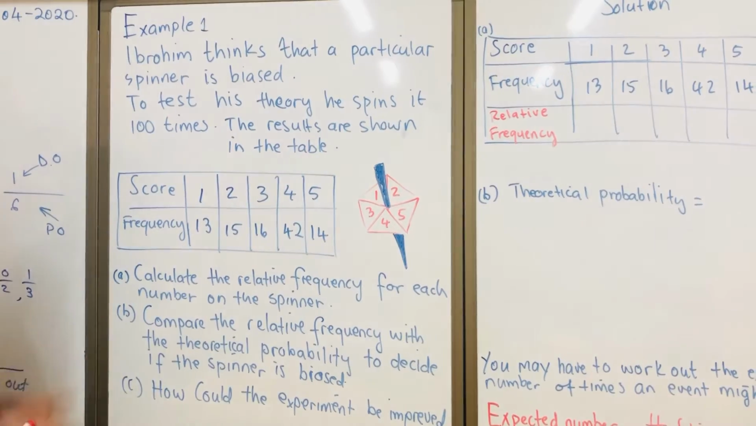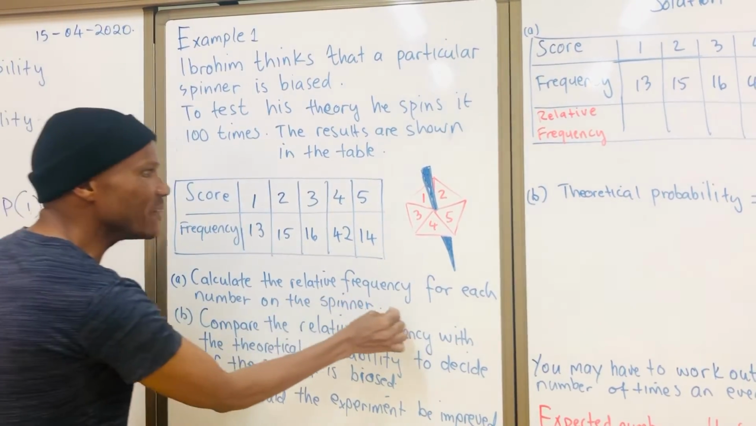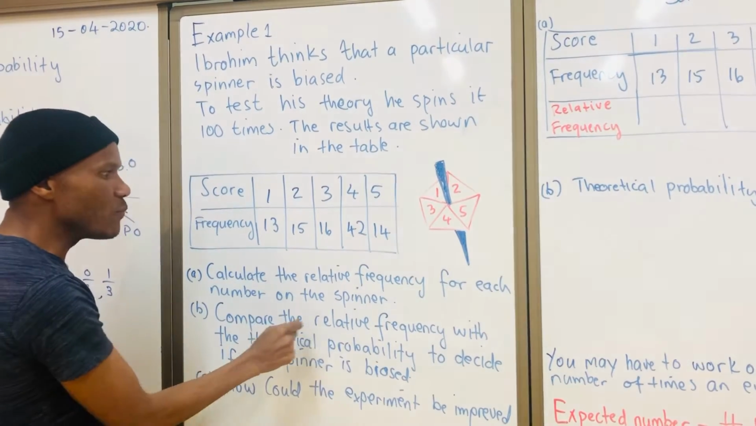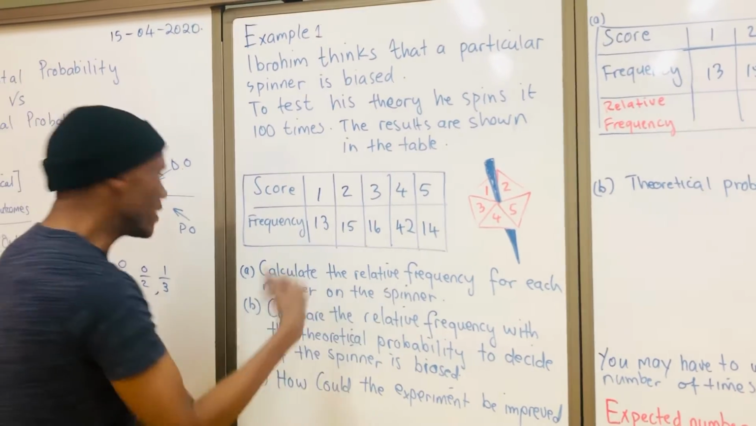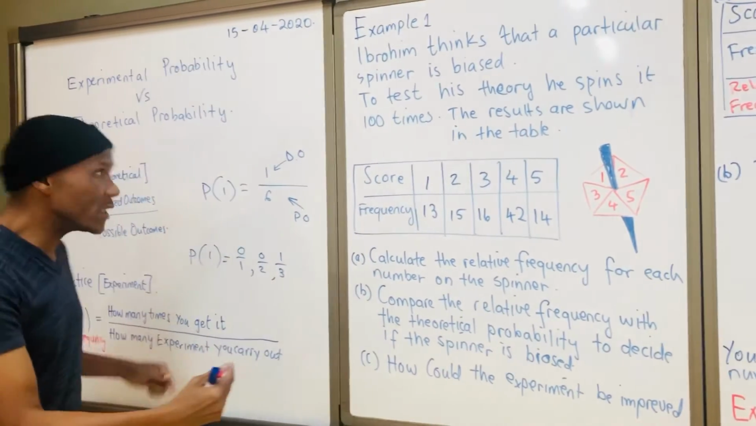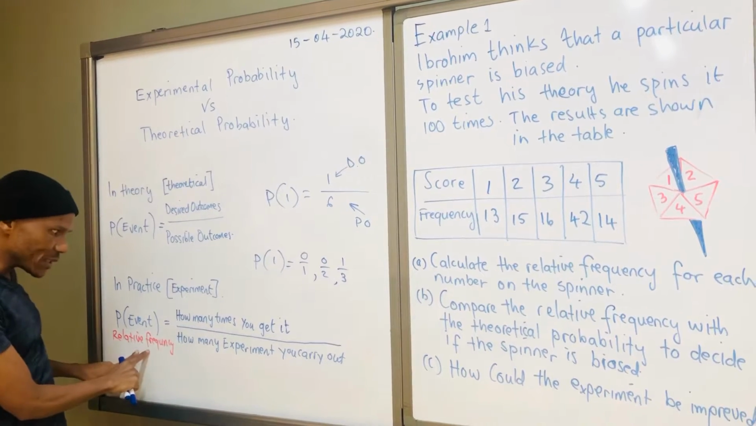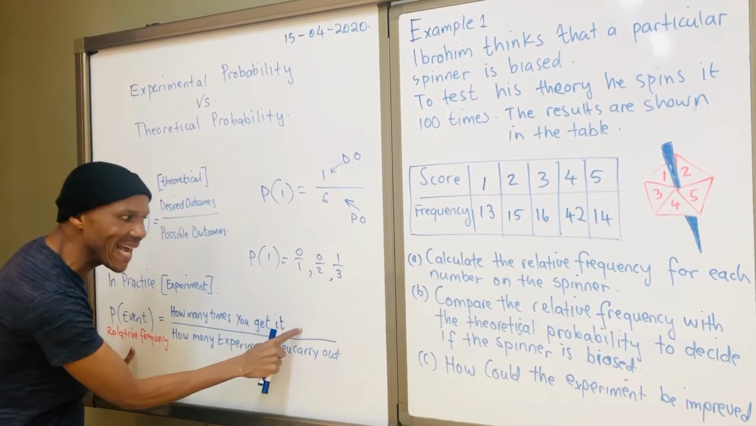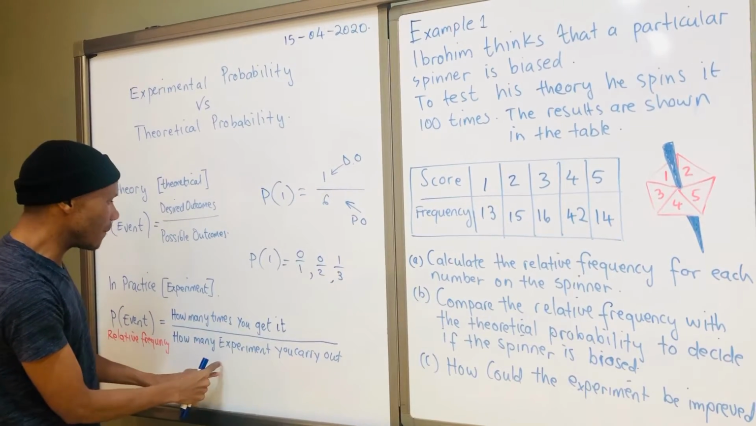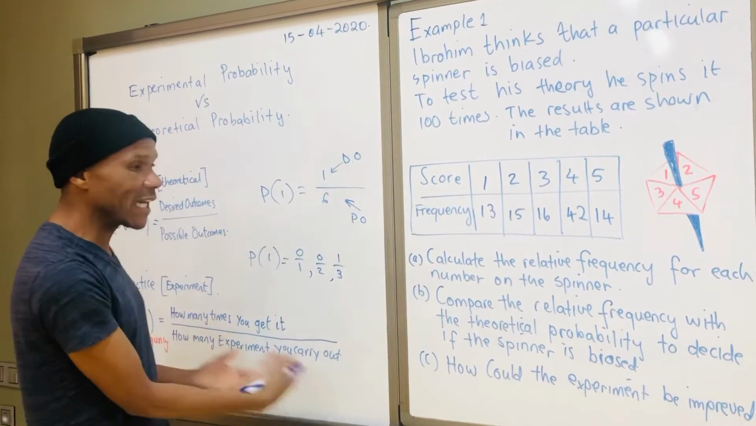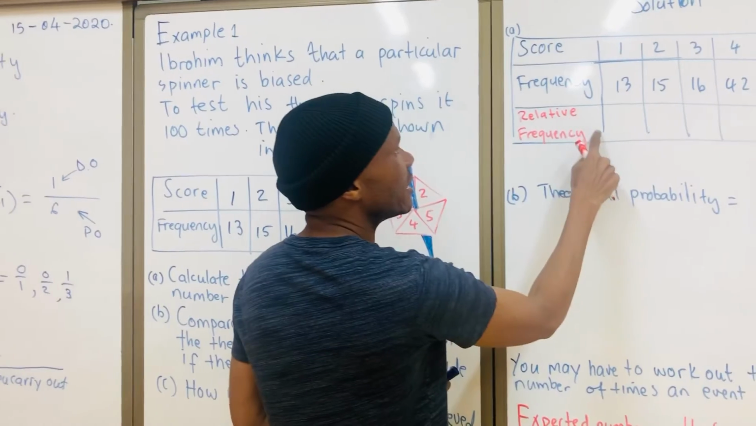And the question now asked is, calculate the relative frequency for each number of the spinner. What is the relative frequency? Remember, the relative frequency, we're talking about experimental probability. The relative frequency is how many times did he get each and every number, divided by the number of times the experiment was carried out. All right? So here, what will be the relative frequency?